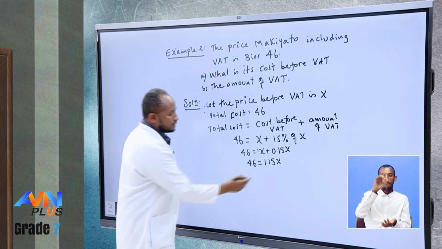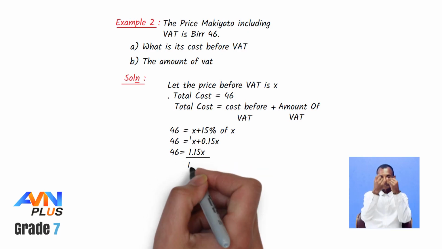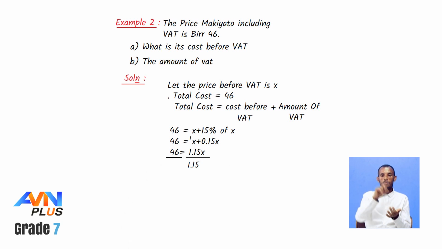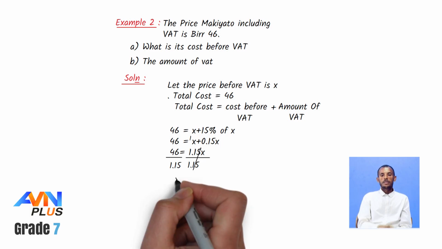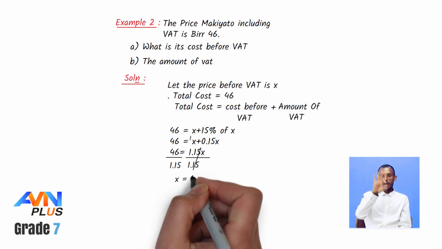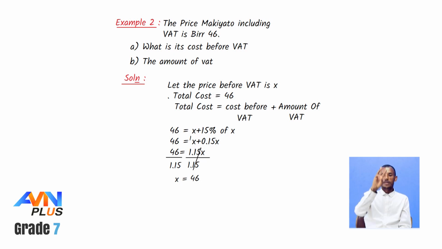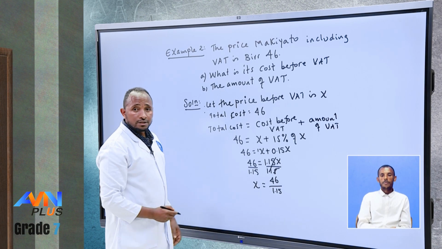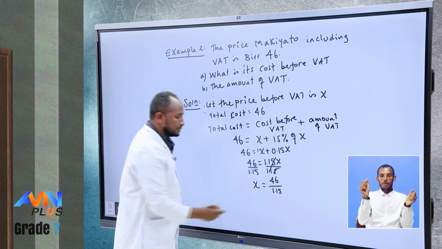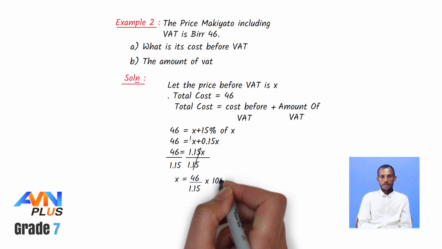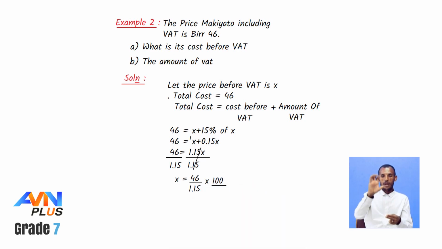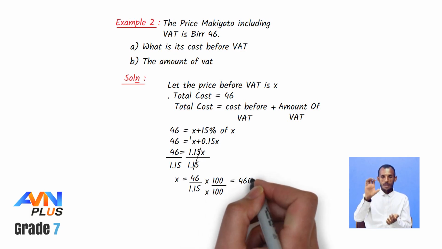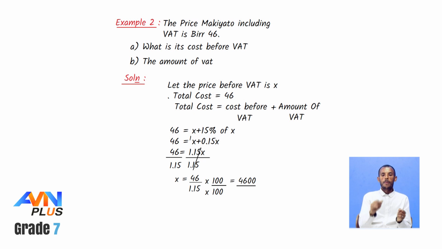So to find X, you divide both sides by 1.15. This cancels out. So you get that X is equal to 46 divided by 1.15. To divide this, multiply both the numerator and denominator by 100. When you multiply by 100, you will have 4600 divided by 115.